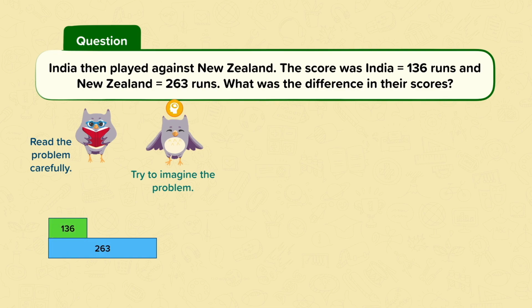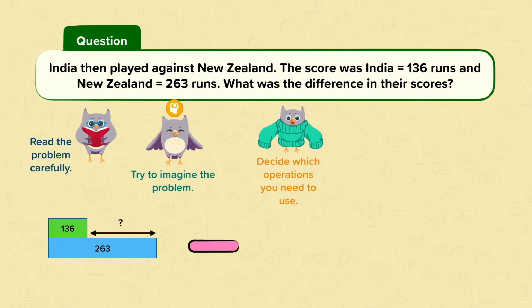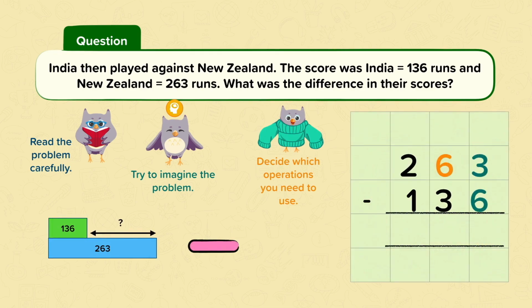Then we decide the operation. The difference is the number of runs they are apart. That's a subtraction. 263 subtract 136. 3 subtract 6. We can't do that, so we have to exchange from the tens column.